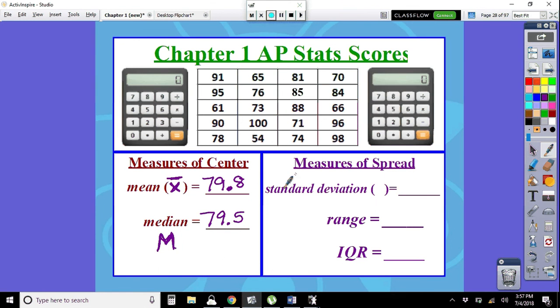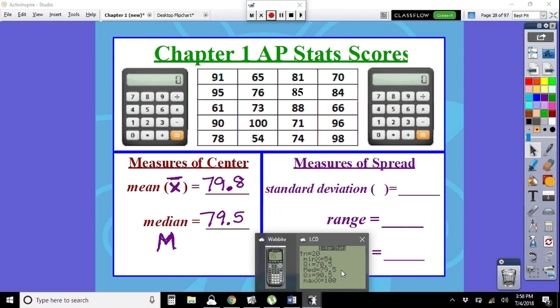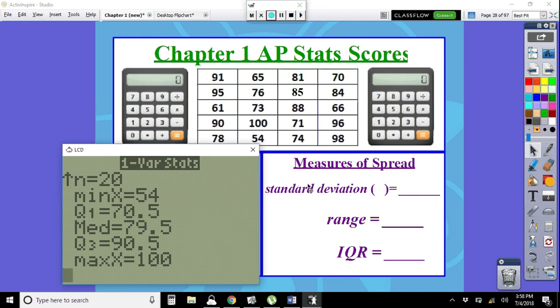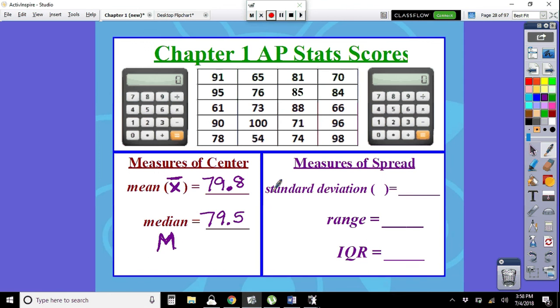All right, measures of spread. Let's go back to our screen here. For measures of spread, we need a standard deviation, a range, and an IQR. Since we're already down here on the bottom of one variable statistics, and I can see a min and a max number here, let's go ahead and talk about range. The max score was 100 and the minimum score was 54, so the range is just the difference of those two. So 100 minus 54 means we have a range of 46 values between the least and the greatest scores.